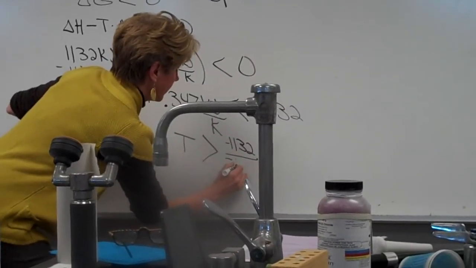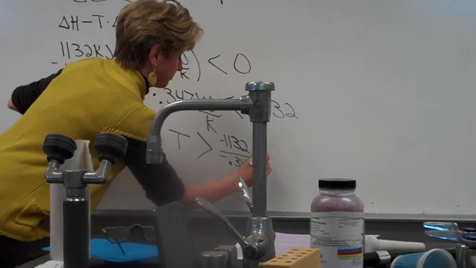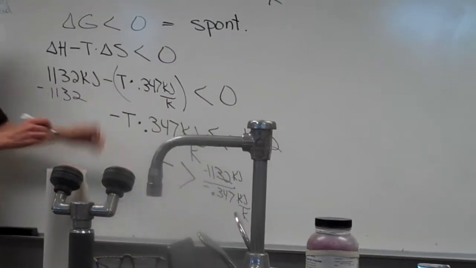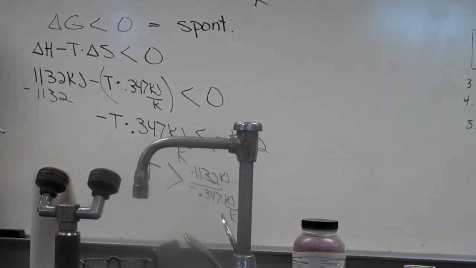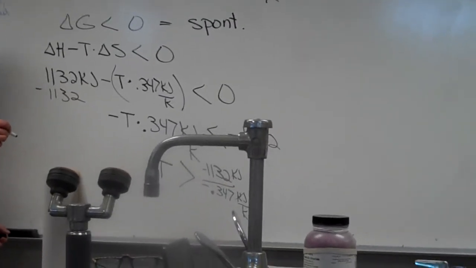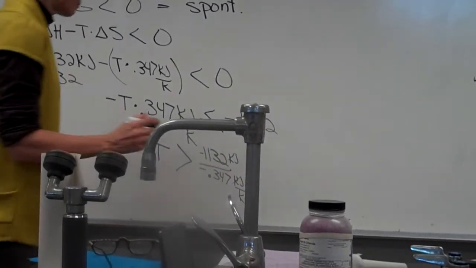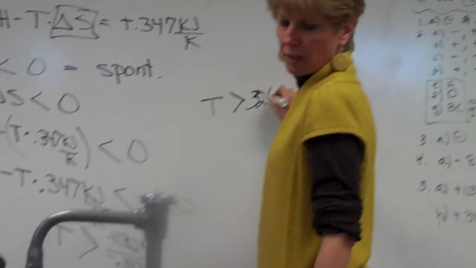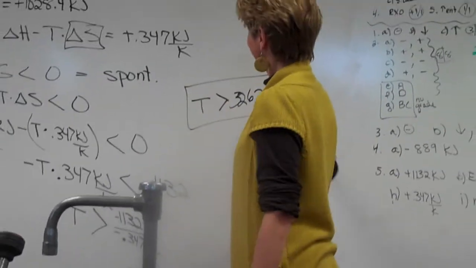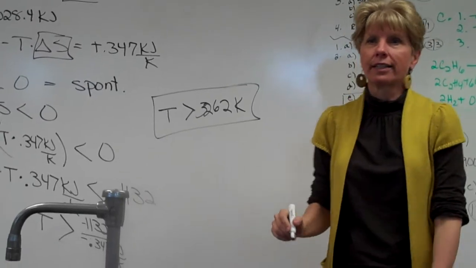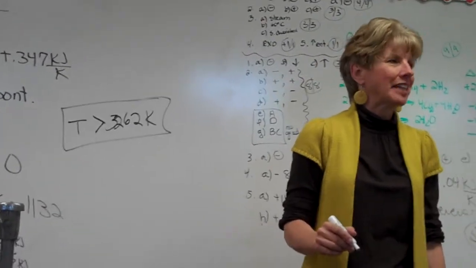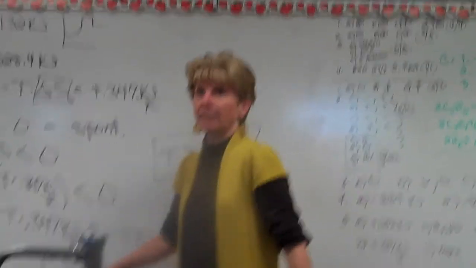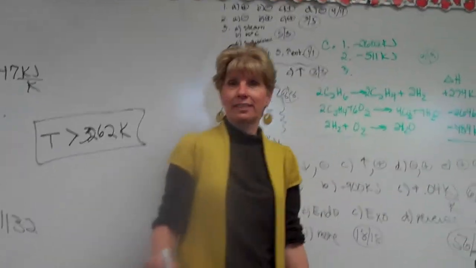So now divide it, because this is kilojoules per Kelvin. Kilojoules are going to cancel out. Kelvin's going to come to the top. What did you get? 3262.24. Temperature is greater than 3262 Kelvin point something. The temperature has to be greater than that, and then that reaction will become spontaneous. What happened to the negative T? Because a negative divided by a negative is a positive.